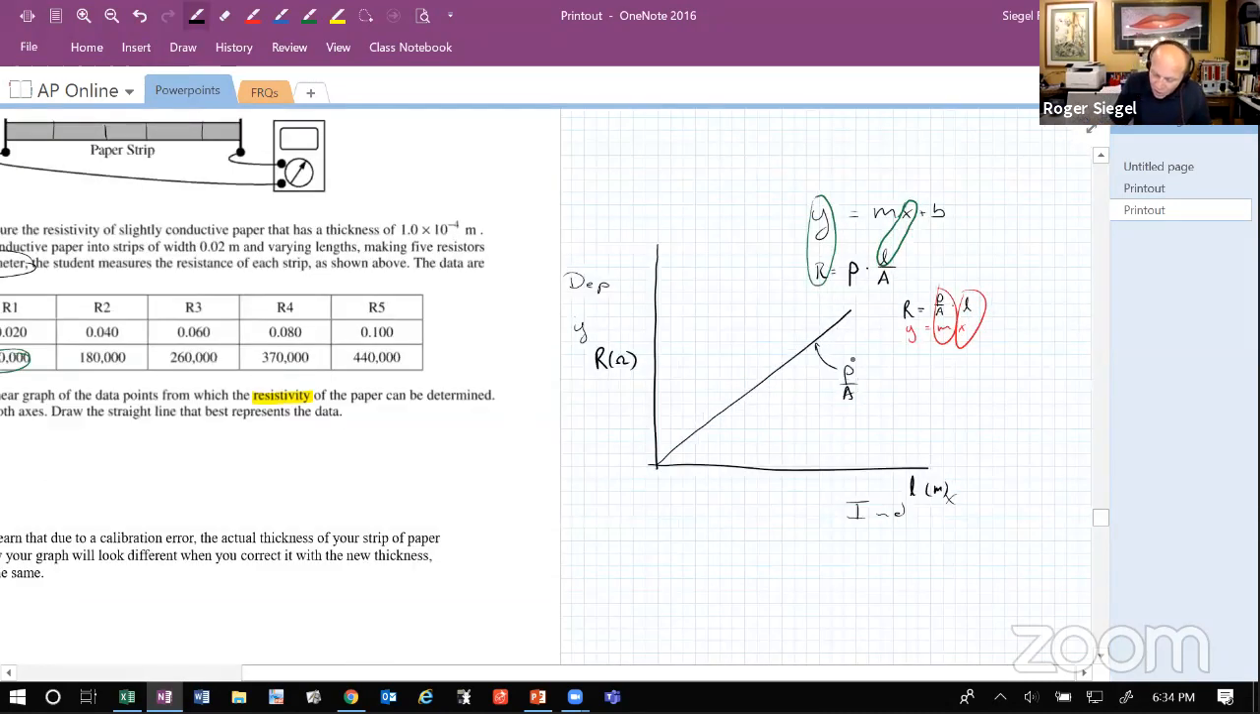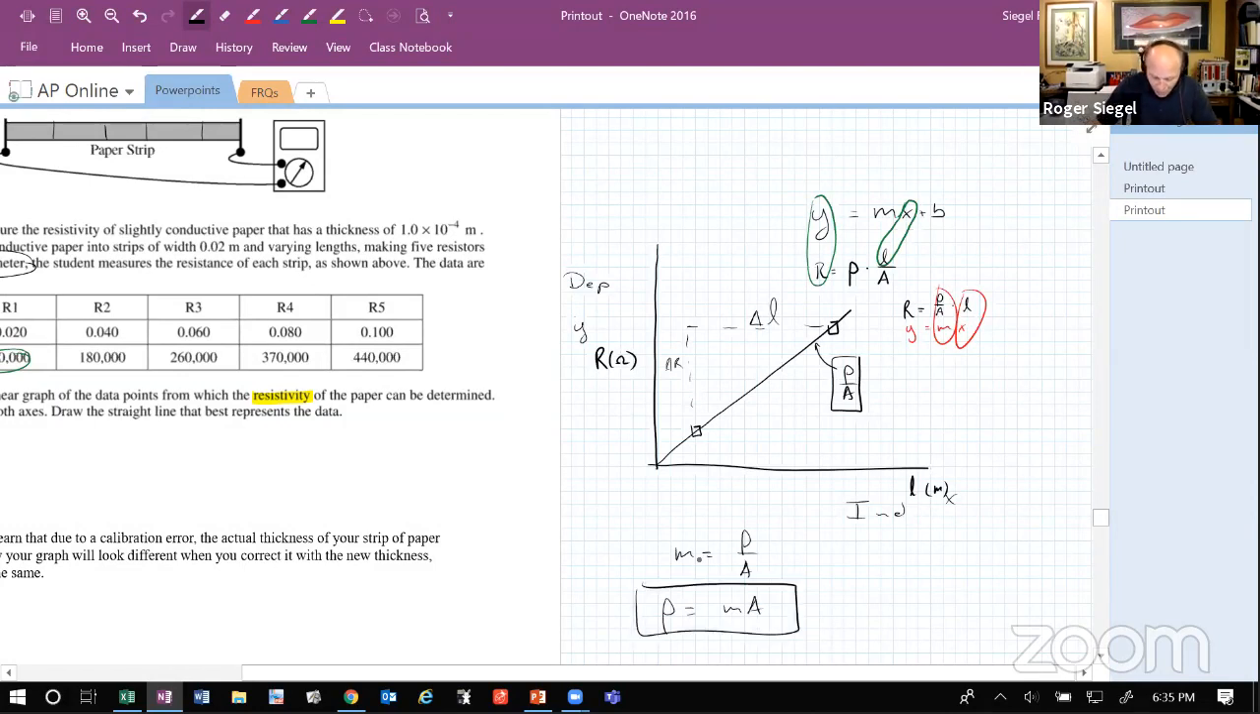Okay, so notice that your slope is rho over A. If you were asked to find the slope, maybe AP is not going to have you graph something this year. Maybe they'll give you a graph and ask, what is the slope? I don't know. You would find that your delta R over here and your delta L over here. Then you say your slope is equal to rho over A, so rho is equal to your slope times A. All right, let's go with that.